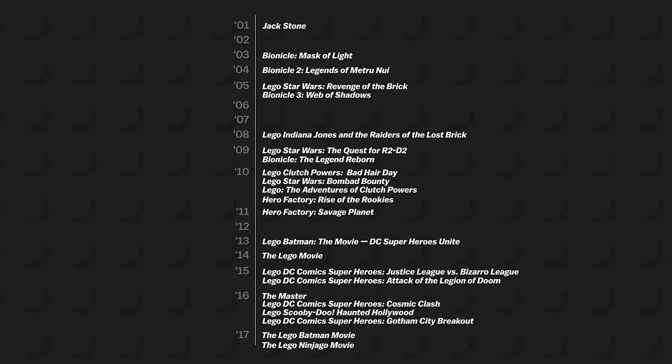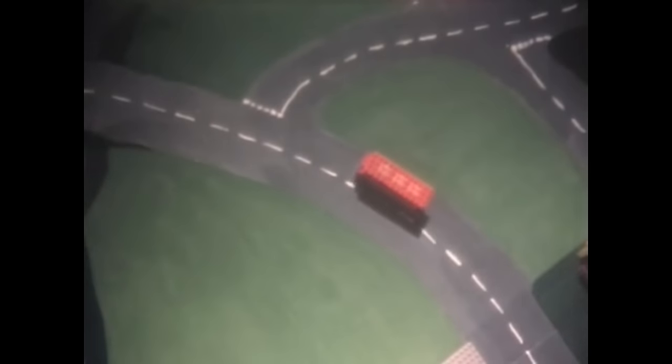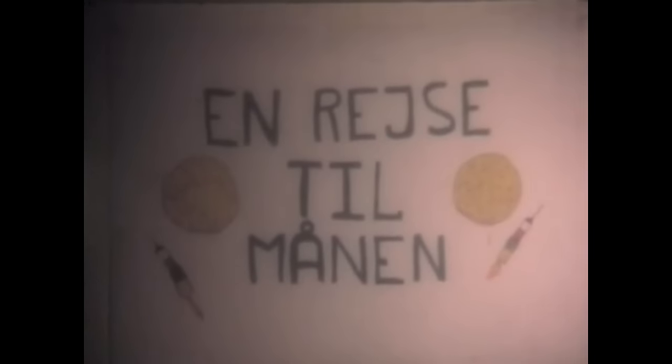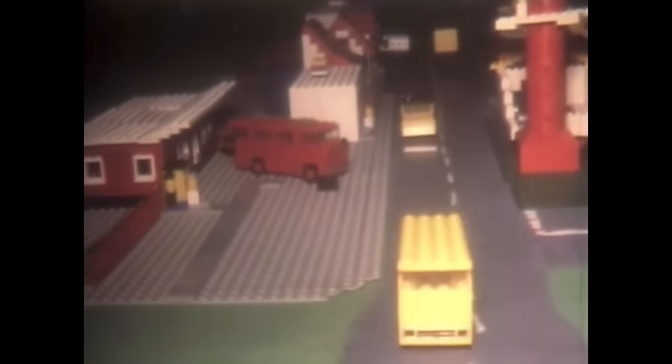But the history of Lego movies actually does start with kids animating in their basements. In 1973, two Danish cousins aged 10 and 12 shot a short film called Journey to the Moon on Super 8 film. They made it for their grandparents' 50th wedding anniversary, and it's widely considered to be the first time anyone made a motion picture with Lego blocks.